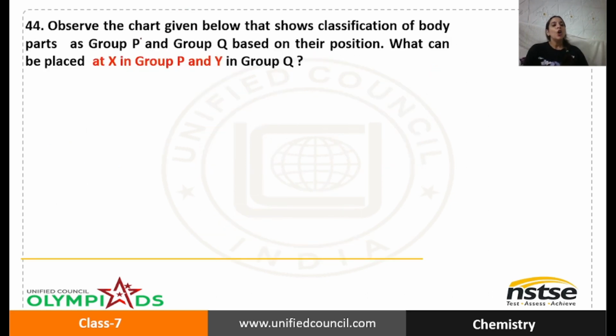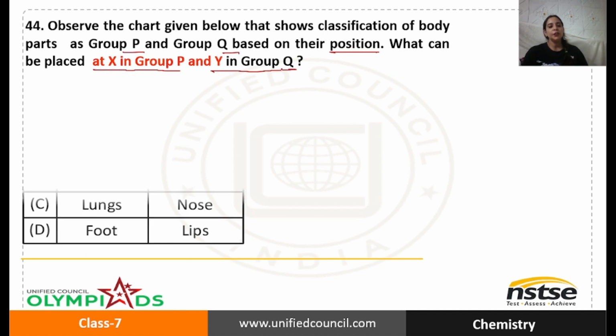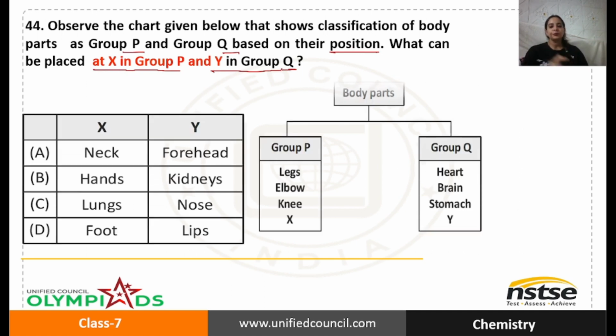Next question. Observe the chart given below that shows classification of body parts as group P and Q based on their position. So what can be placed at X in group P and Y in group Q? So see, first look at this chart. It is given that you have body parts, group P, group Q, that means 2 groups are made, and under group P you can see legs, elbow, knee and something X. And under group Q you can see heart, brain, stomach and something Y. We need to pick what exactly the X and Y is.